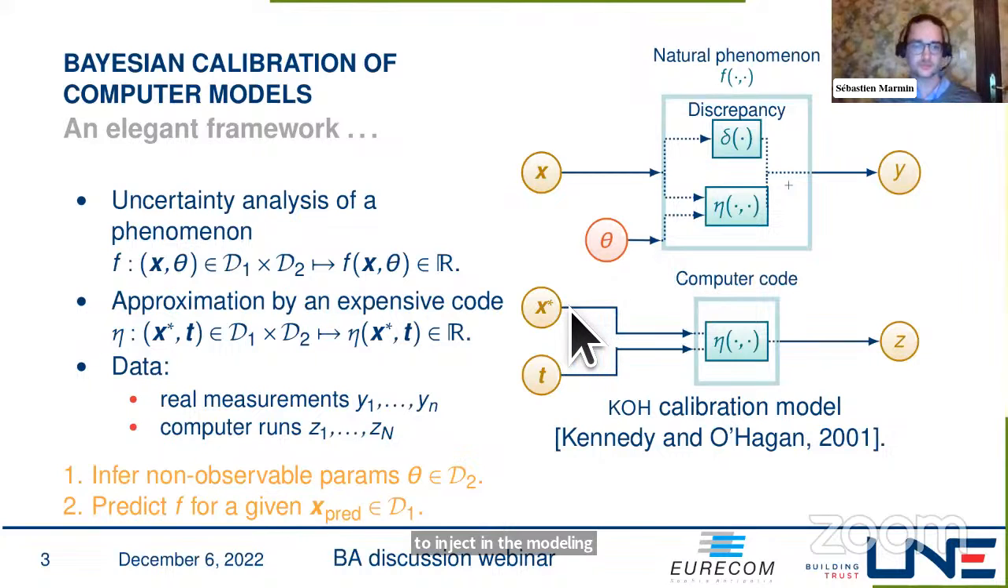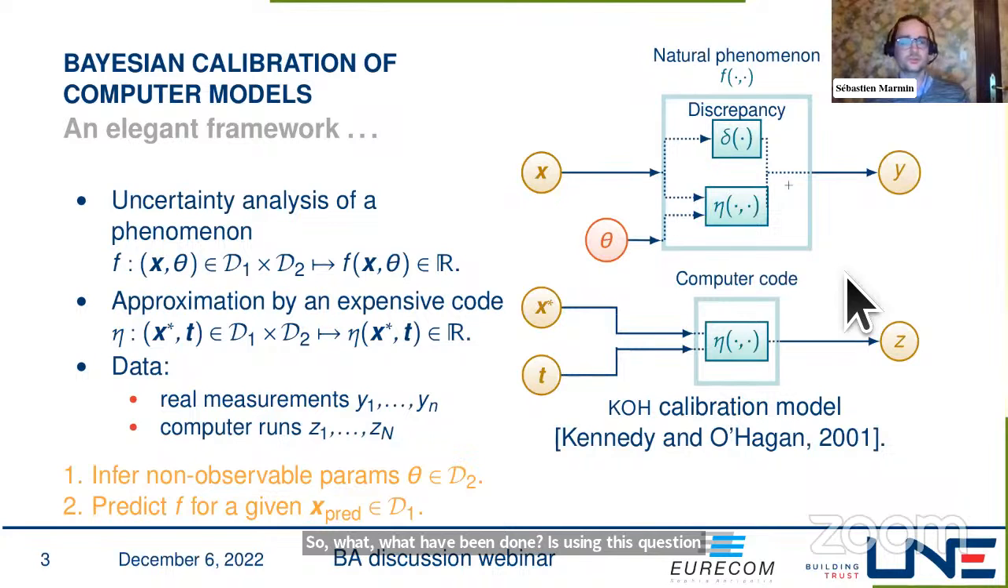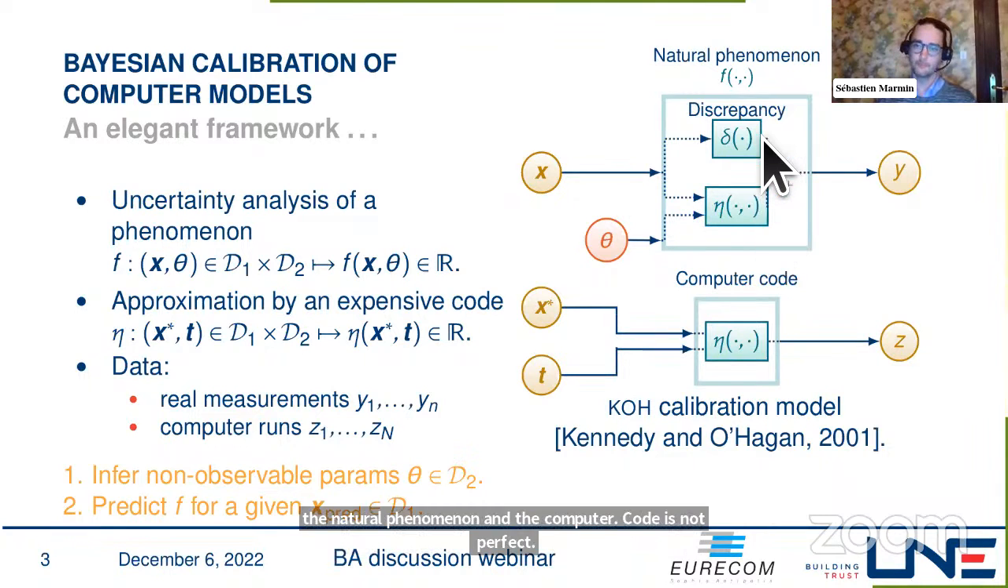So what has been done is using these Gaussian process models, in Kennedy and O'Hagan in 2001, to make calibration. Now I will go more precisely into the Bayesian calibration model that we will explore today. As I said, we have a natural phenomenon, F, and a computer code that tries to reproduce the natural phenomenon. The computer code is not perfect, so there is a discrepancy between the two.